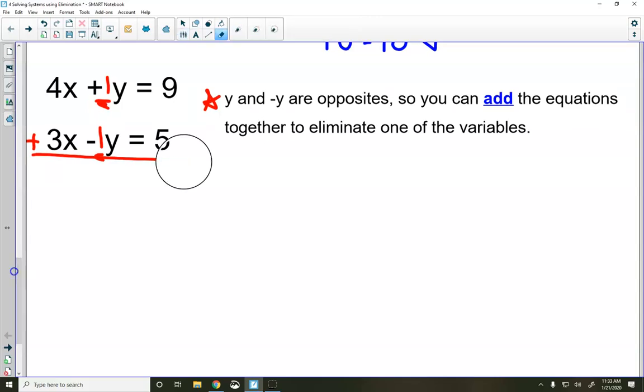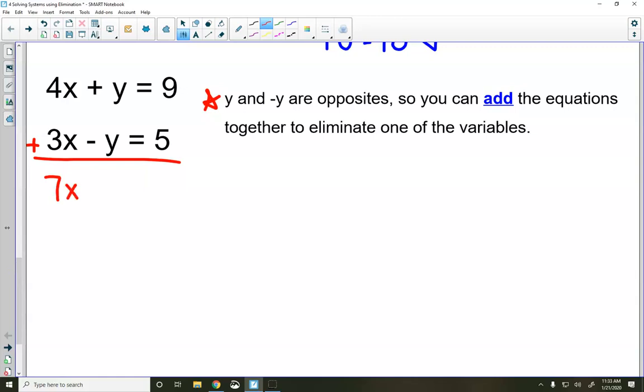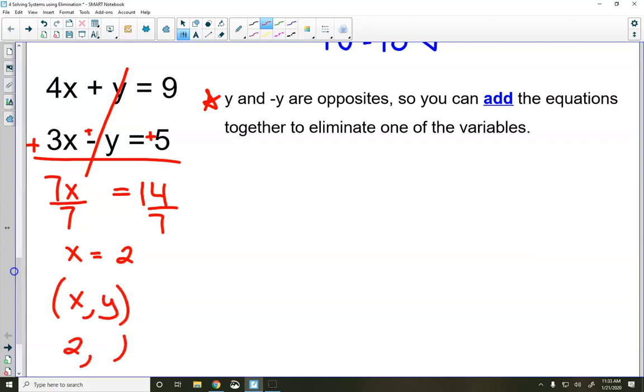So, like I said, we're just going to add these equations. So it becomes 3 addition problems. Again, notice both equations are lined up the same way. 4x plus 3x, 7x. Y plus negative y, right? Because we're adding these two, they cancel out. Equals 9 plus 5, 14. Divide each side by 7. And x equals 2. So we know it's x comma y. Right now our answer should be 2 comma something. This was part 1.